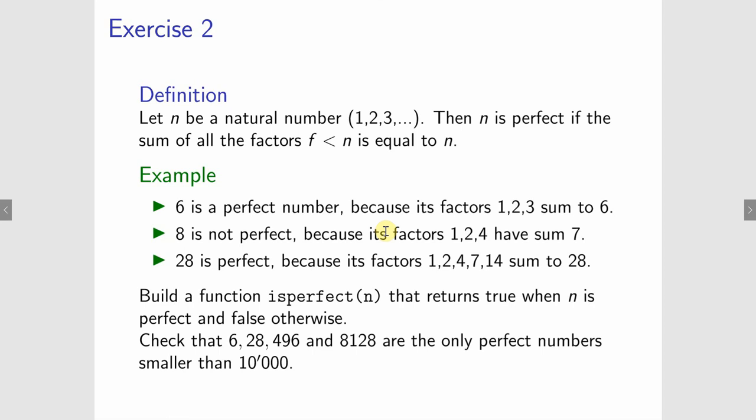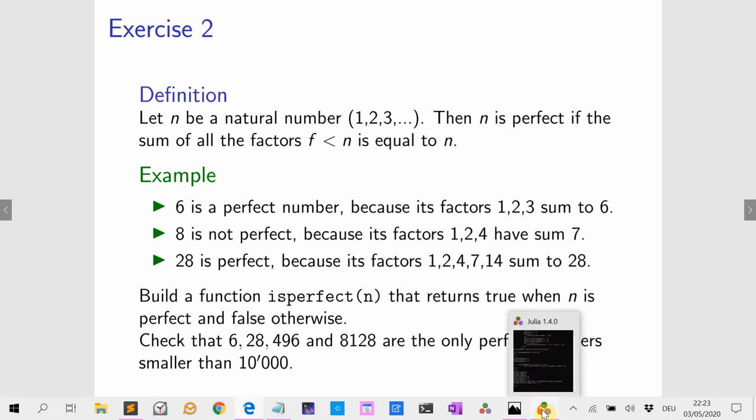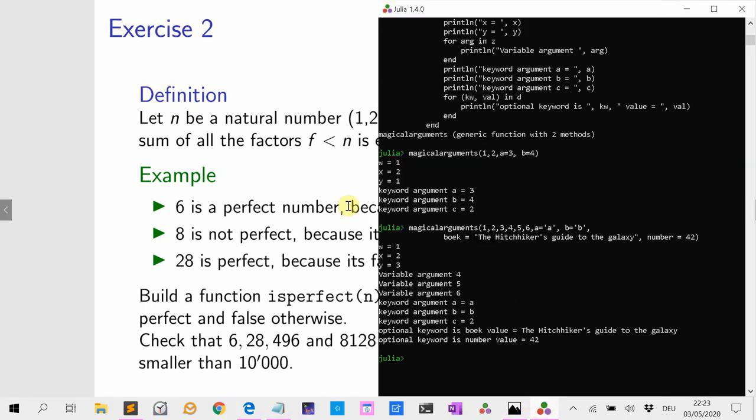Now, your task is to make a function is_perfect(n) that returns true when n is perfect and false otherwise. And you should check that 6, 28, 496, and 8128 are the only perfect numbers smaller than 10,000. So perfect numbers are very rare. And I already did that, of course.